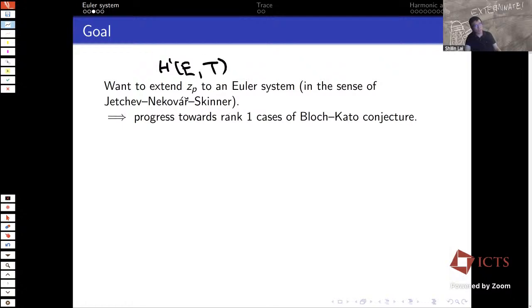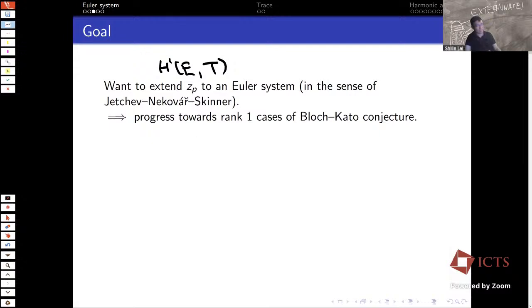And we want to extend it to an Euler system. I'm going to give a definition of an Euler system later. So we want to extend it to an Euler system. And in the cycles case, we want to extend it to something in the sense of Jeshev-Nicovar-Skinner, which is slightly different from the Euler system stuff that Skinner and Marco were talking about last week.